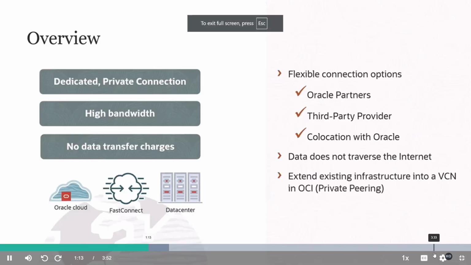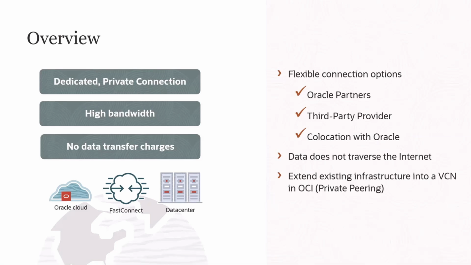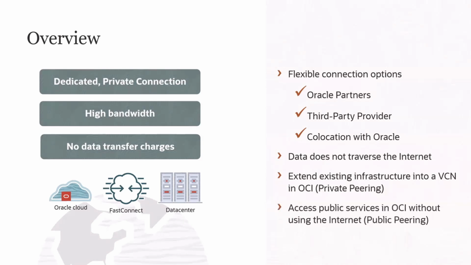Basically, talking about the logical side of FastConnect or virtual circuits, you can have private peering, which means you are extending your on-premises infrastructure into a VCN. For this, you require a dynamic routing gateway. And then there is the concept of public peering, which means you are connecting from the on-premises network to the OCI public services in Oracle Cloud Infrastructure without using the internet. So that is your public peering.